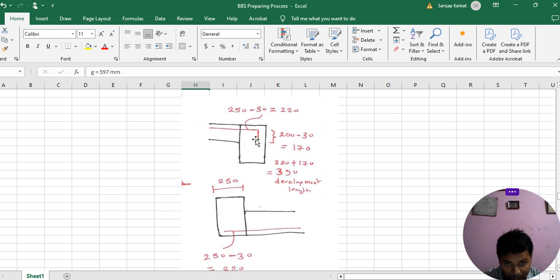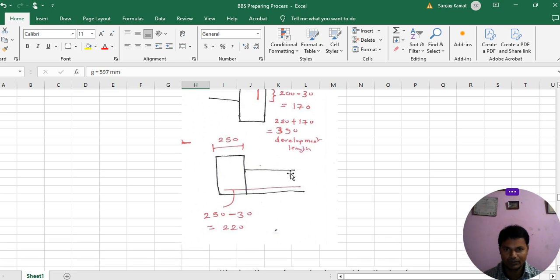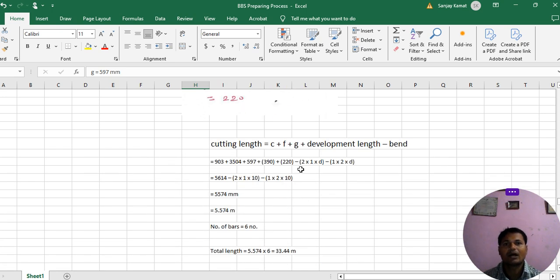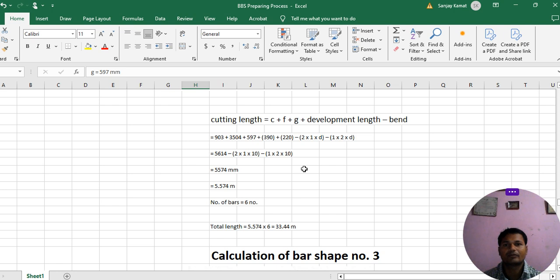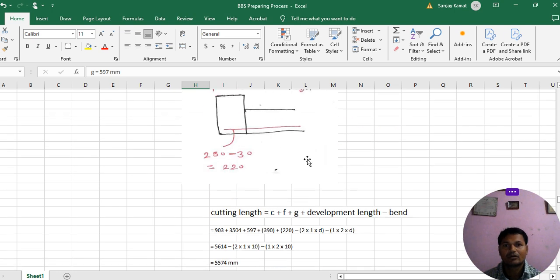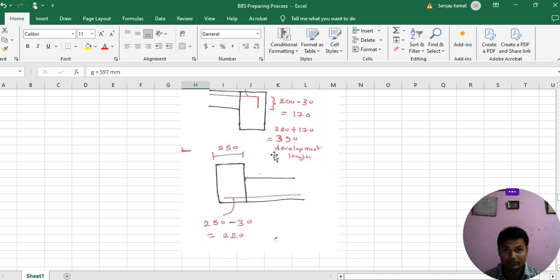And from this part to the below part, how much is it? It will come, which is equal to development length, 220 mm plus 170 mm is equal to how much? 390 mm, okay. So in this way you can calculate. Now we are going to calculate the cutting length for this figure, okay.